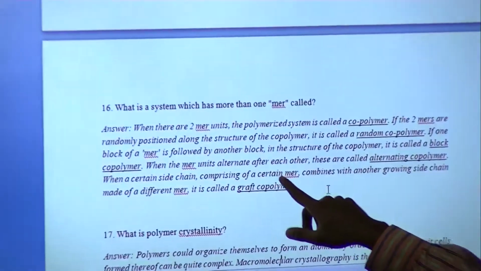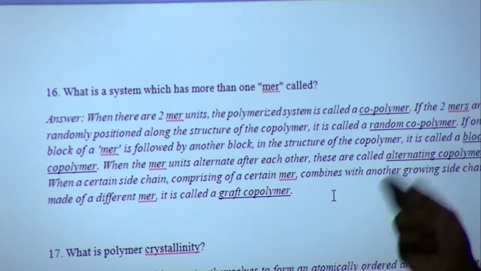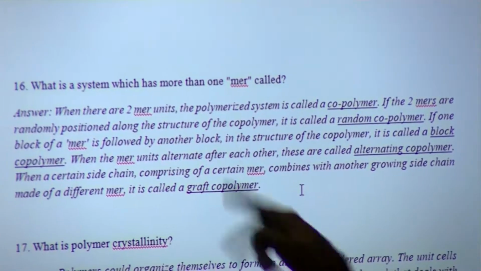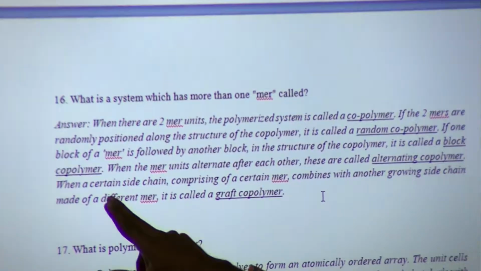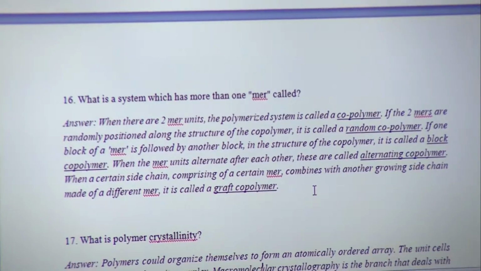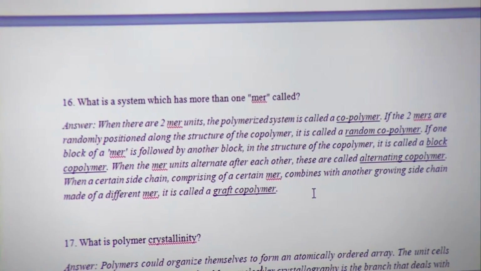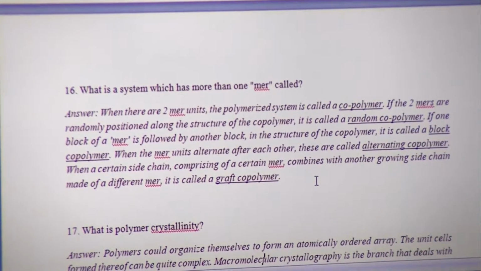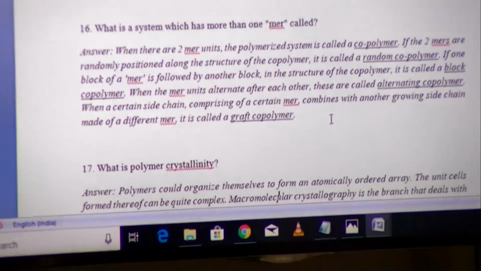Then when the mer units alternate after each other, they are called an alternating copolymer: AB, AB, AB, AB, AB, alternating copolymer. And in that case, what do you think about the enthalpy of AB interaction when compared to AA and BB? Yes, for AB, the binding energy is higher.